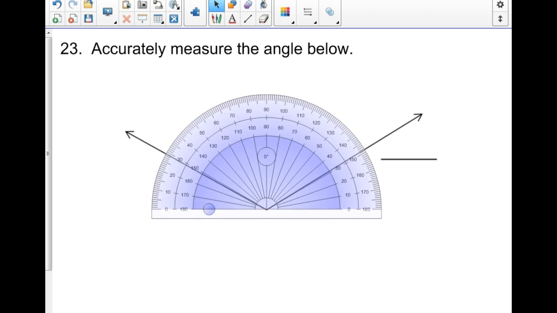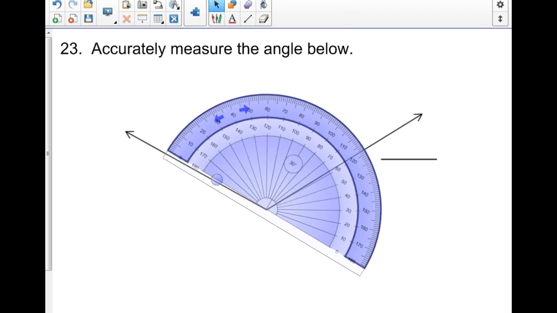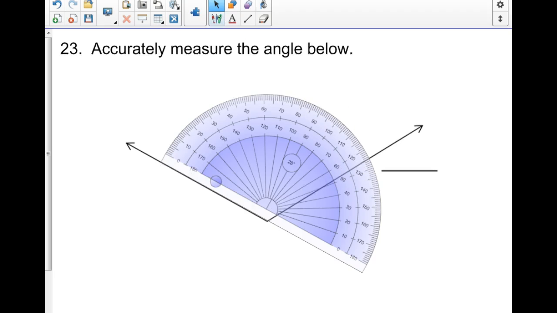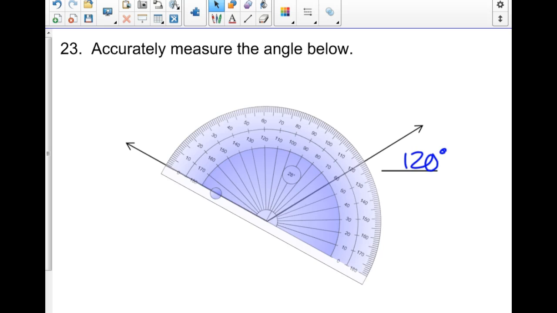You always put the vertex of the angle where the lines are perpendicular on this protractor. Turn it so one of the rays is lined up with the bottom. Now this would be pointing at 0 on the outside numbers. So that would be 120. Okay, 120.